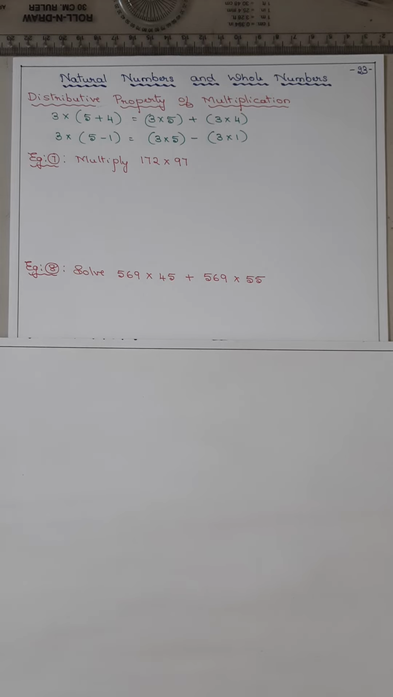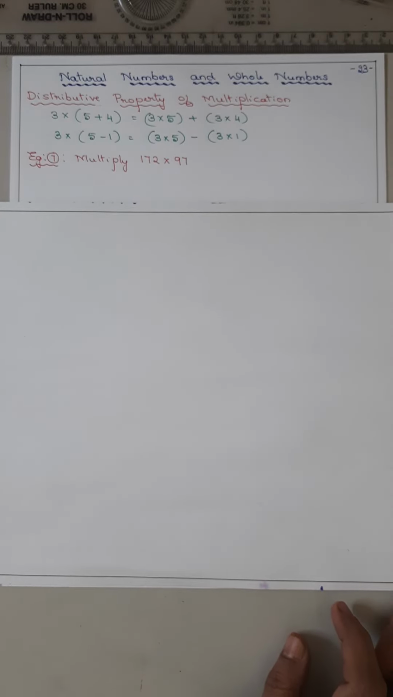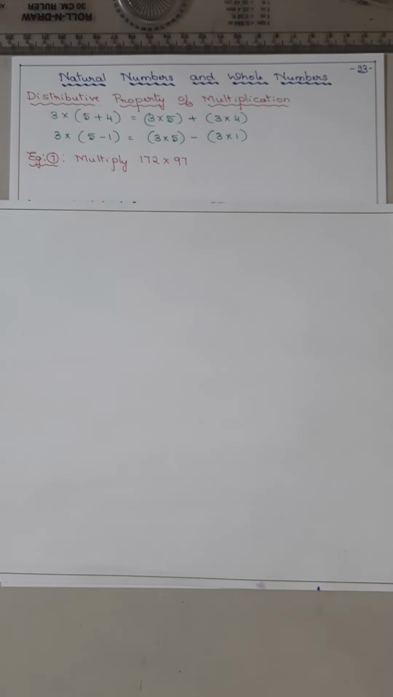Now coming to the third one, this is called the distributive property. Other properties: when you multiply a whole number by 1, the answer will be the number itself. And when you multiply a whole number by 0, the answer will be 0. But in multiplication, there are three important properties. First is commutative, second is associative, and third is distributive.